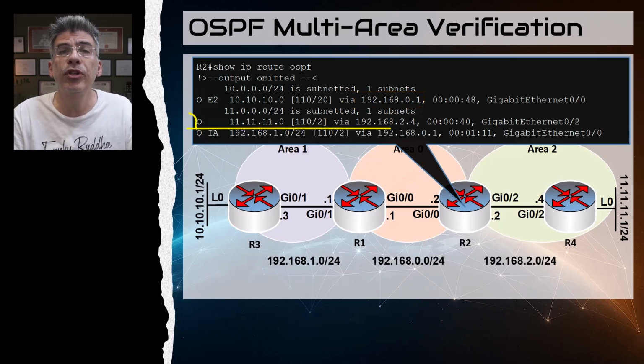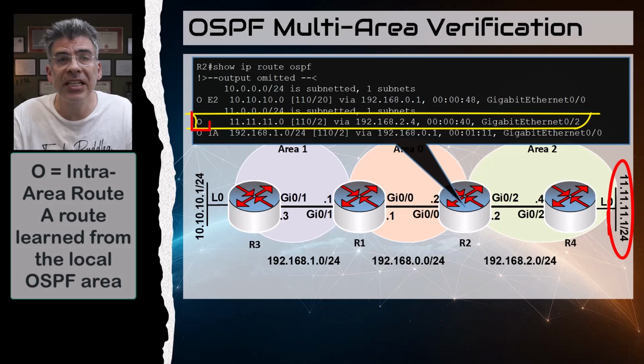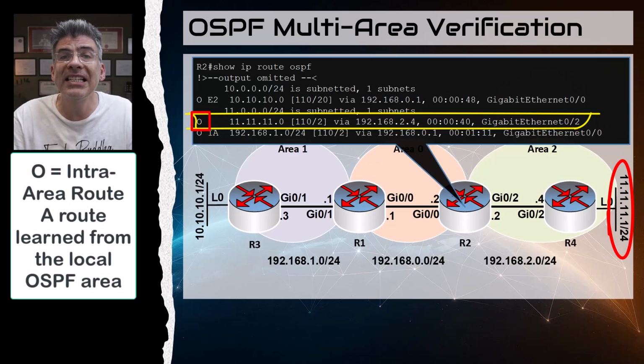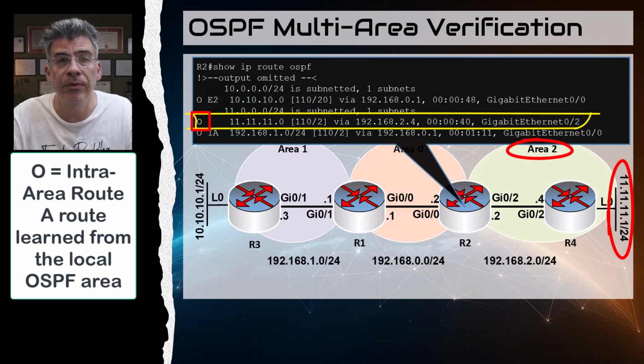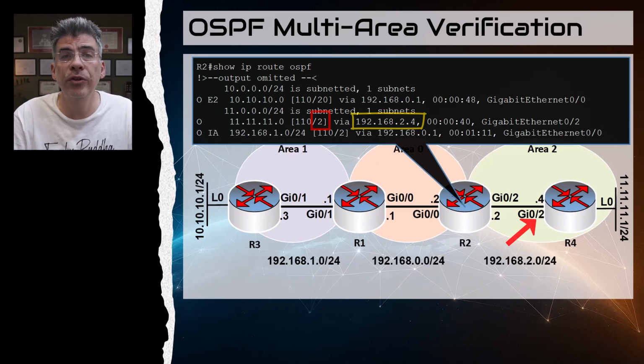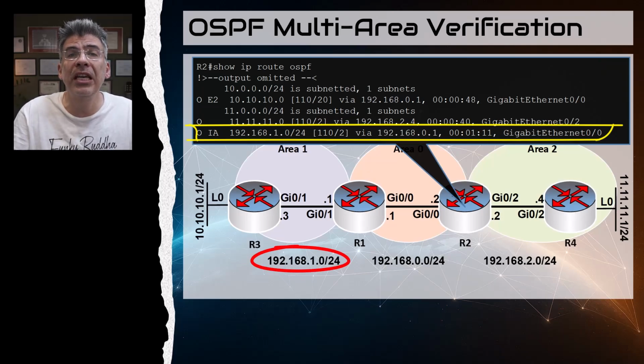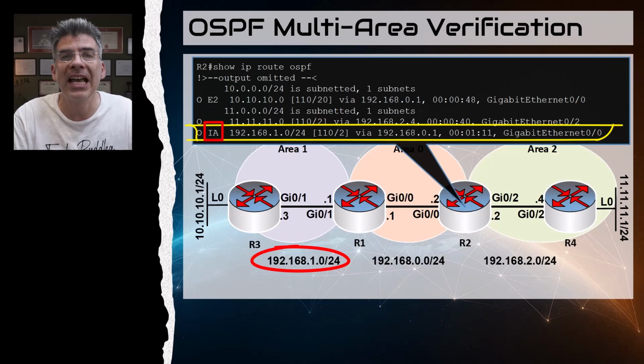Here we see a route to 11.11.11.0, and we see that it is an intra-area route because it comes from within the same area, specifically Area 2. And the next hop is R4, as expected, with a cost of 2. We also see the 192.168.1.0/24 network, which is this network here in Area 1, and this is seen as an inter-area route as expected.